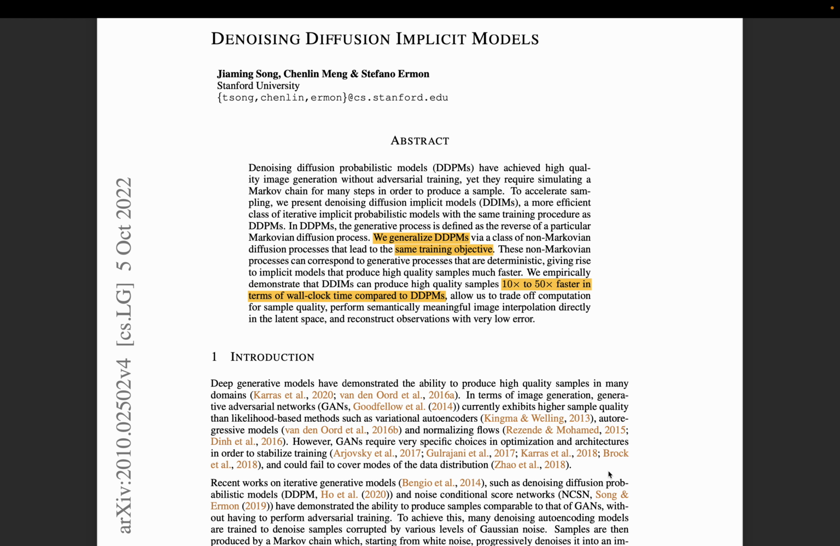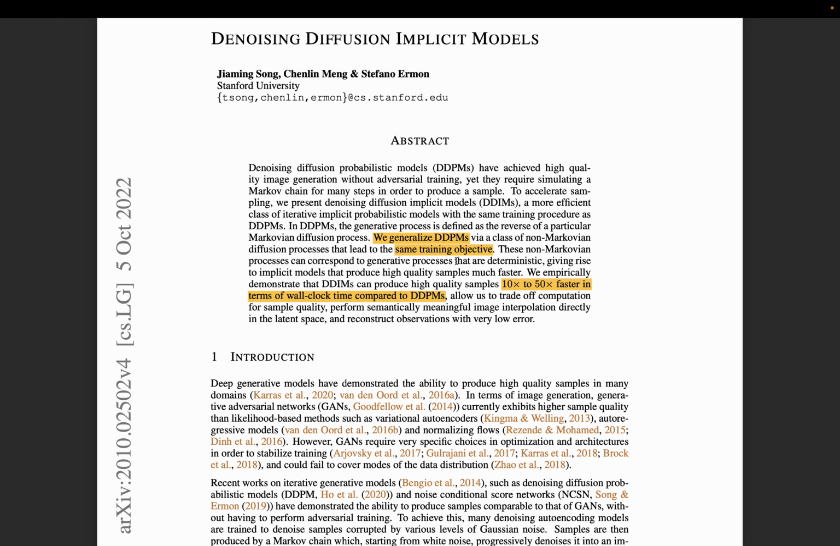Welcome. In this video, we are going to review the nice DDIM paper from great researchers from Stanford University. They introduce a new class of diffusion models that is the generalization of DDPM, but that is 10 to 50 times faster to sample from. And while it is faster to sample from, it has the same training objective as DDPM.